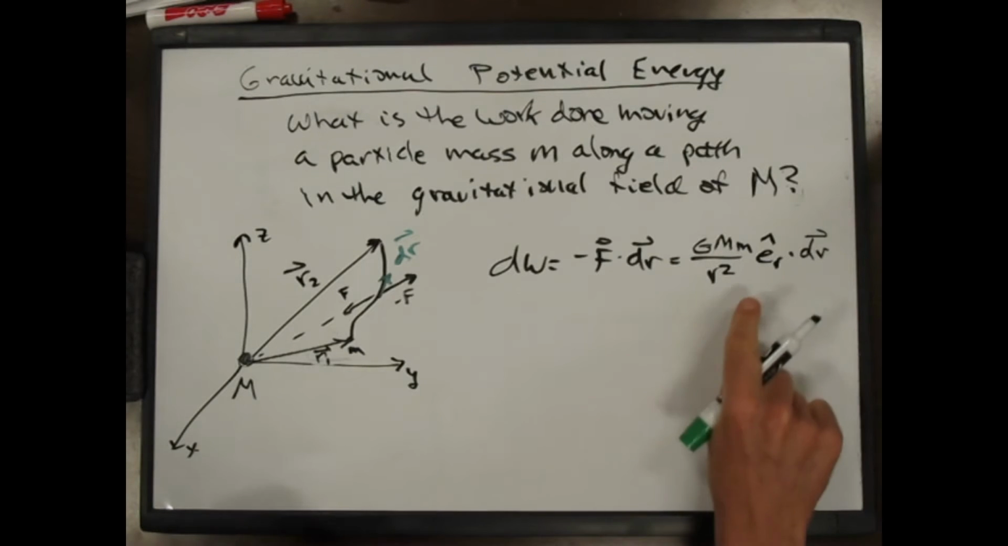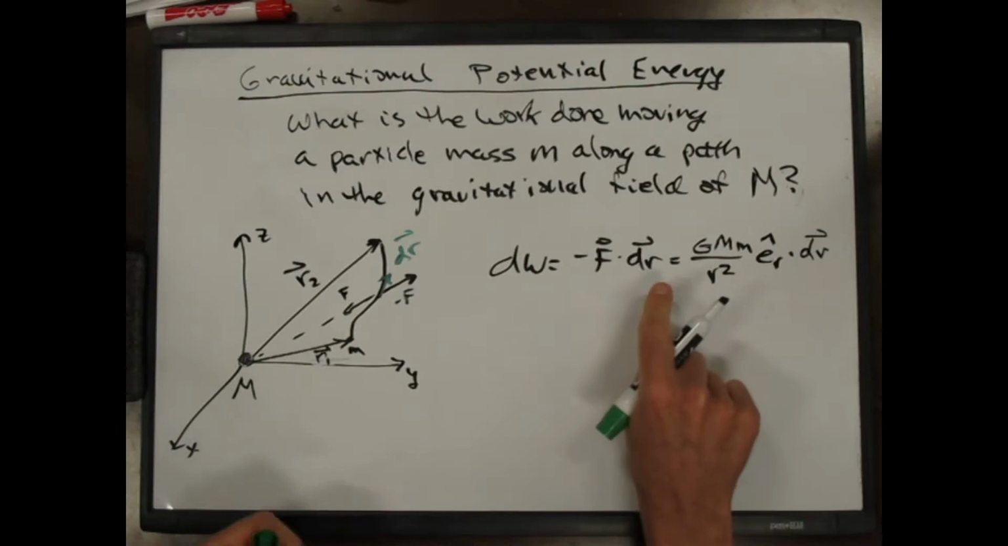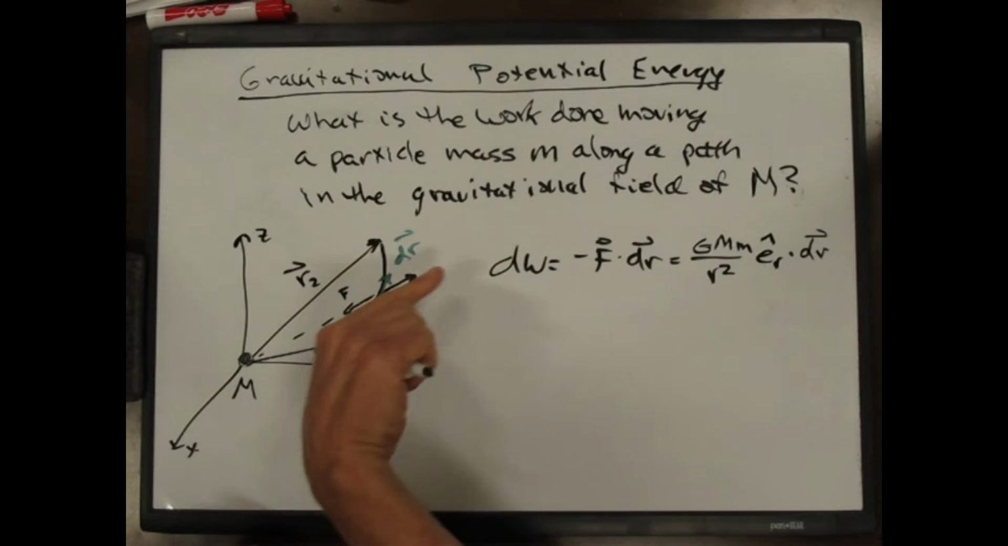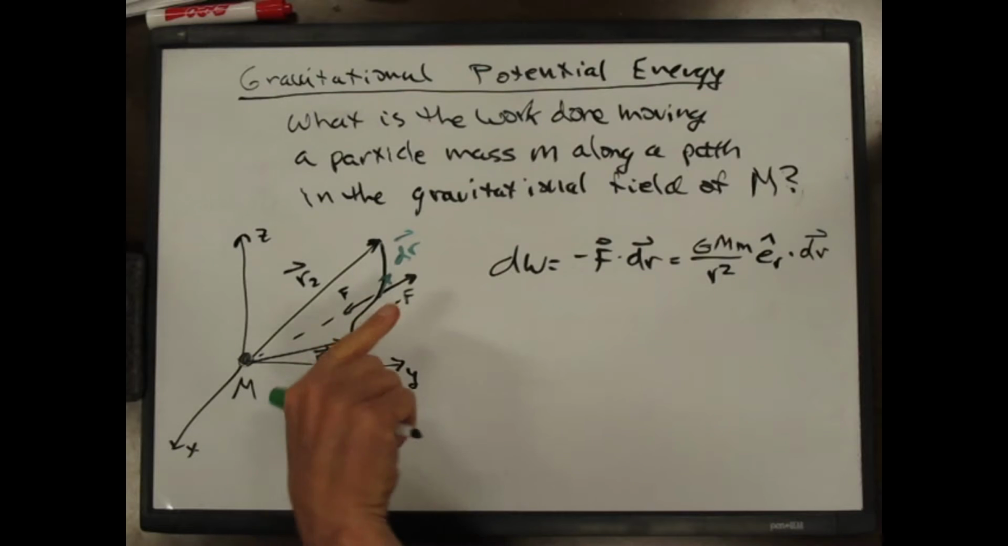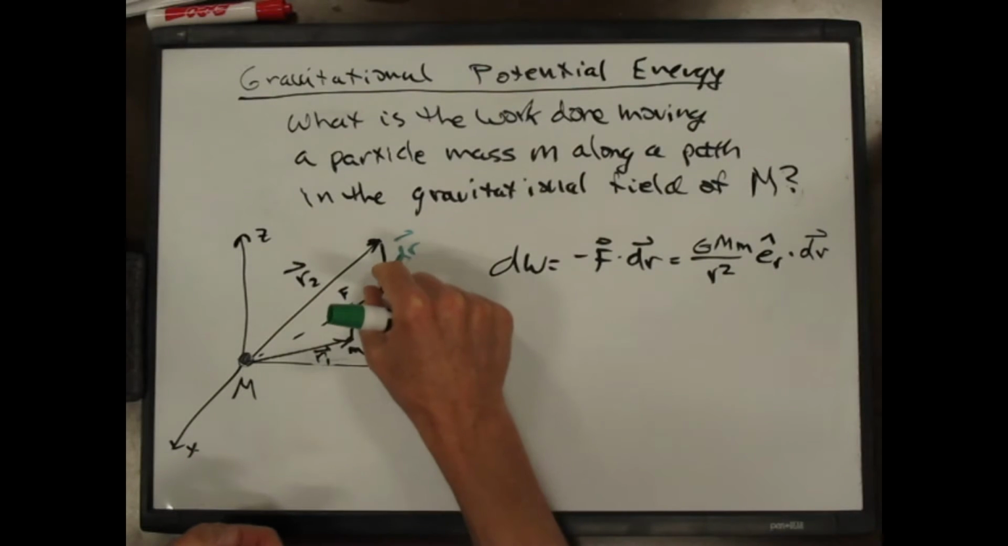And so I end up with GMm over r squared. That's the gravitational force at some point, times e hat r. It's pointing this way because that's the force that I'm exerting to balance the force of gravity, while gravity is pulling it this way. And then the work I do is the dot product of that and the distance I move it.